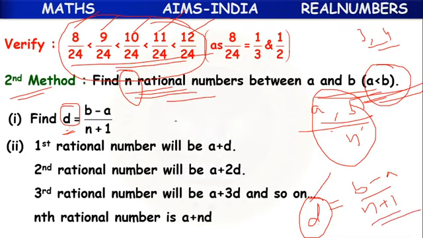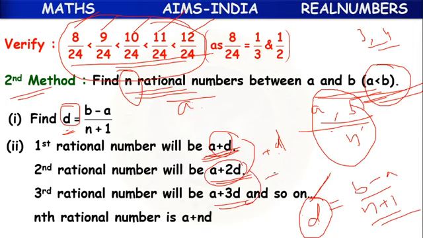then if the first rational number is A, simply by adding this common difference, we will get the second rational number, A plus D. And for finding the third rational number, we add D to the second one, A plus 2D. For the next one, to A plus 2D we add D. We will get A plus 3D. Like that, we will get A plus nD.